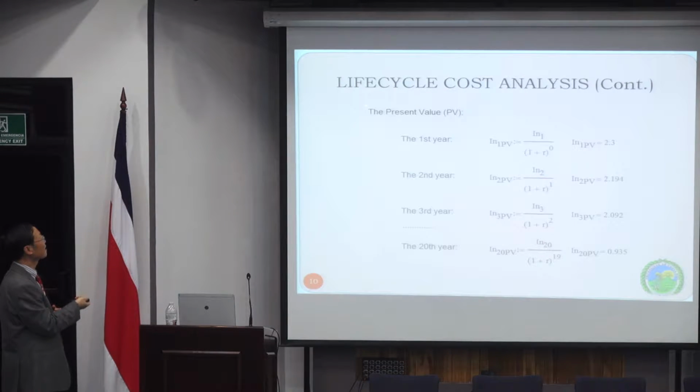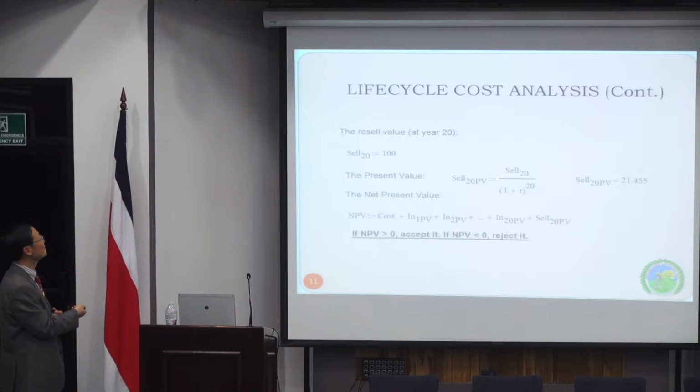You can actually calculate these. There are equations you can use. If you add all 20 years together, you don't have to do it one by one. There are mathematical equations for all 20 years together. So you have the initial cost, all the income, and the sale after 20 years, just to see if the net present value is positive or negative.